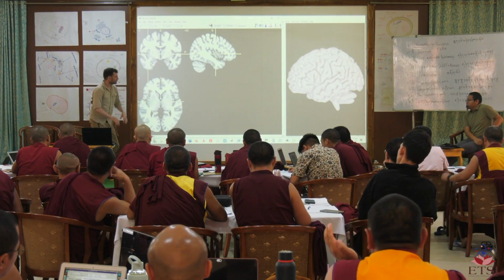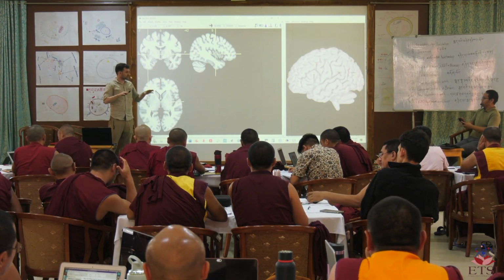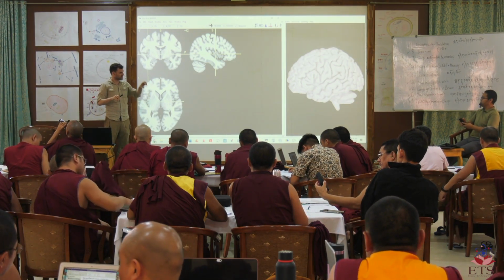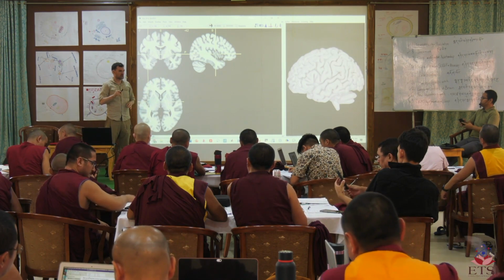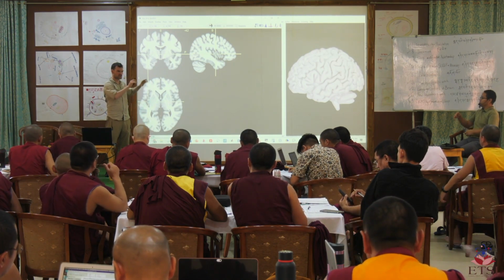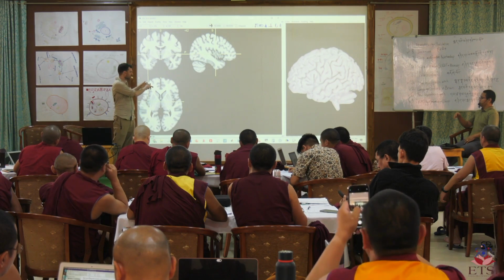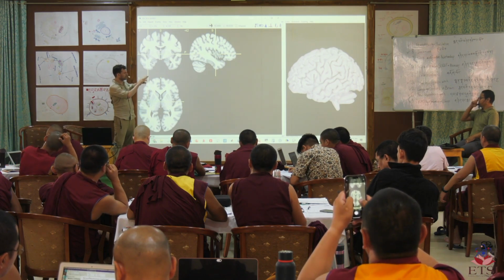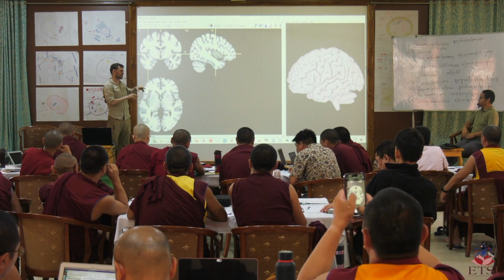Okay, so we've gone over the cortical surface areas. Next we'll talk about some of the subcortical structures. But are there any questions about navigating the brain or identifying these major structures?